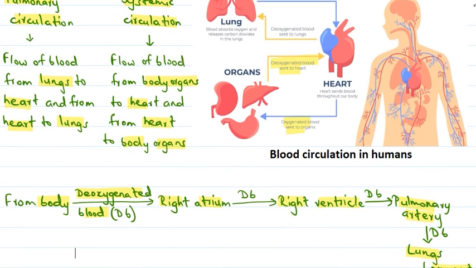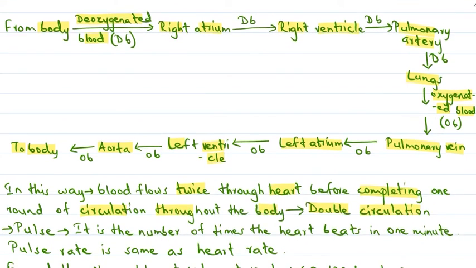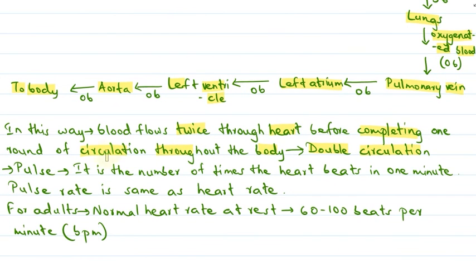Then we studied about pulse. Okay, so we saw that pulse can be defined as the number of times our heart beats in 1 minute. So this is called pulse. There are specific locations in our body where pulse can be felt, like wrist, neck, ankle, etc. Then this pulse rate is actually same as heart rate. Okay. So this pulse rate for adults when they are at rest is around 60 to 100 beats per minute.